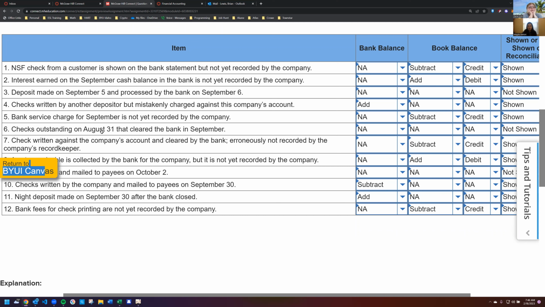Checks outstanding on October 31st that cleared the bank in September. That cleared the bank in September. Okay.